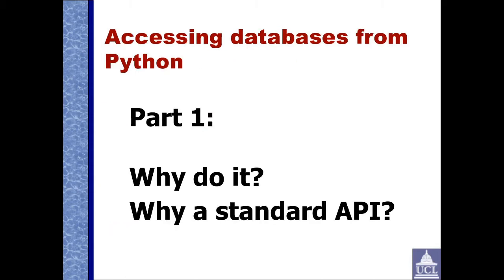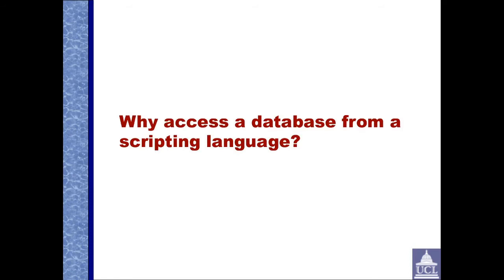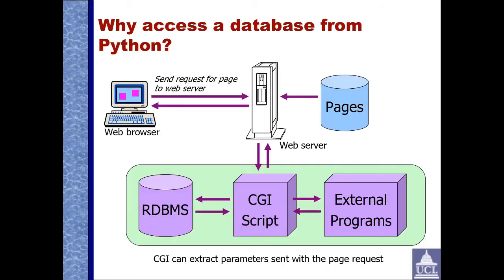Part 1, why do we want to access databases from Python, and why do we need a standard API? Now, you've seen this slide before, looking at the idea of a web browser accessing web pages, and those could be static pages as shown up here, or the web browser could be accessing a CGI script which talks to external programs or talks to a relational database. In this instance, our CGI script, which you're likely to be writing in Python, would need to be able to talk to this relational database.